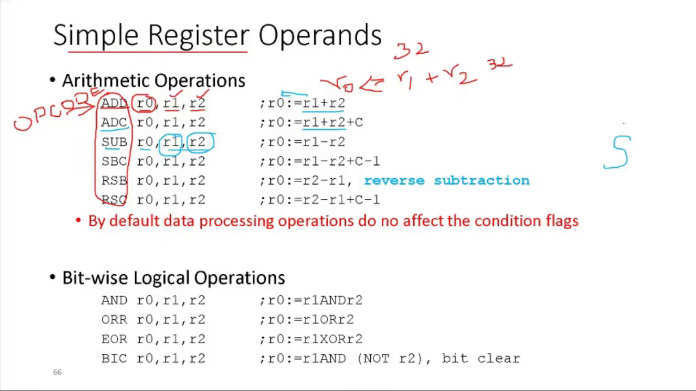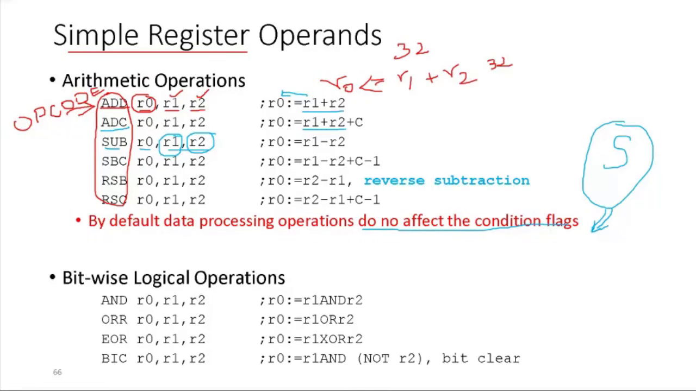Okay, this S is updating. If you need to get the condition of the result, then you need to add S in the instruction. Due to this, the flag bits will be updated. You need to understand that data processing operations in the ARM processor don't affect the condition flags by default. That is most important. Okay, so this is about the arithmetic operations.